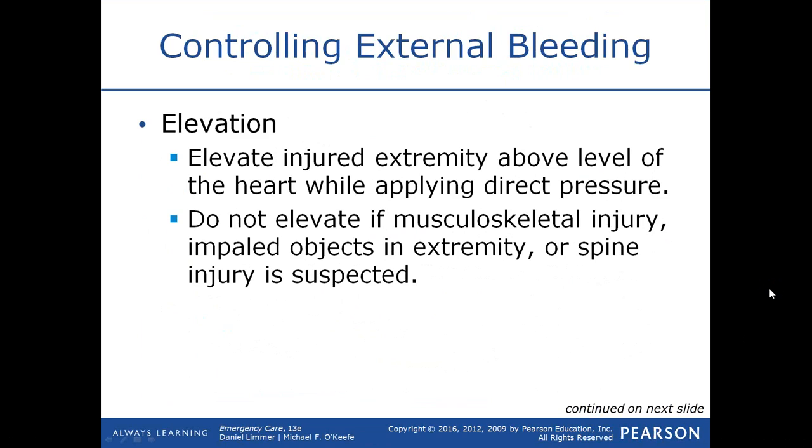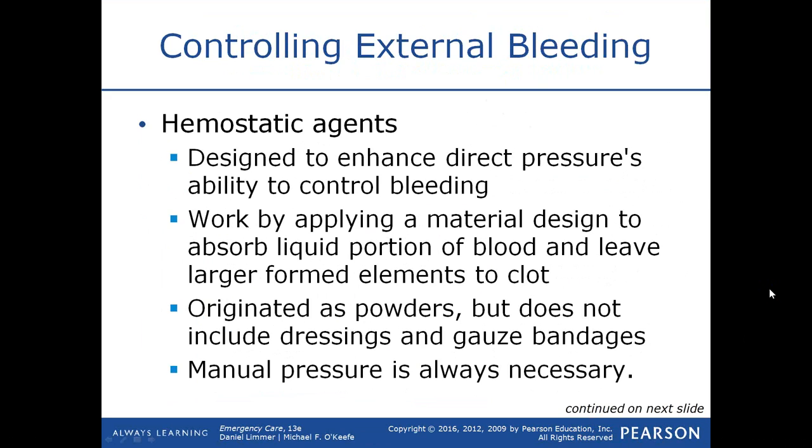Elevation, pressure points, those sorts of things have lost a lot of favor. Certainly it's good to keep it at or above the heart if possible, because with a dangling extremity below the heart, blood rushes down there and makes it more difficult to control the hemorrhage. But you don't want to elevate the extremity if there's broken bones or an impaled object, or if you suspect a spinal cord injury. Now, hemostatic agents are designed to enhance direct pressure's ability to control bleeding.